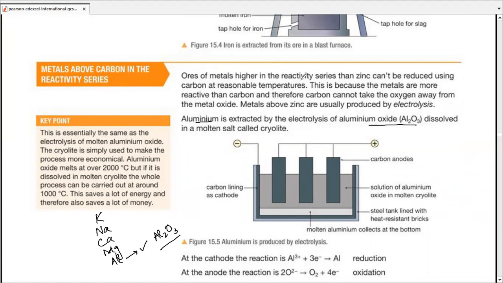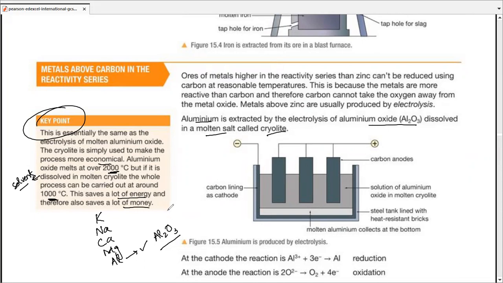So what we do is that we use this aluminum along with a molten salt called cryolite. And why do we use cryolite is mentioned over here. Cryolite is simply used to make the process more economical. Aluminum oxide melts over 2000, but if we dissolve it in cryolite, which means it also works as a solvent, don't forget that, that has been a part of past papers. So cryolite acts as a solvent. Also, cryolite reduces the melting point from 2000 to around 1000 degrees centigrade, and that saves a lot of energy and a lot of money.